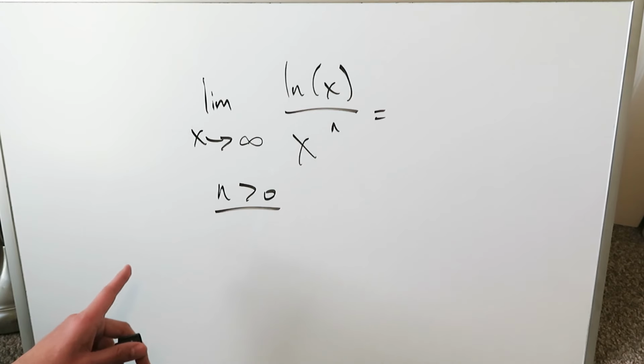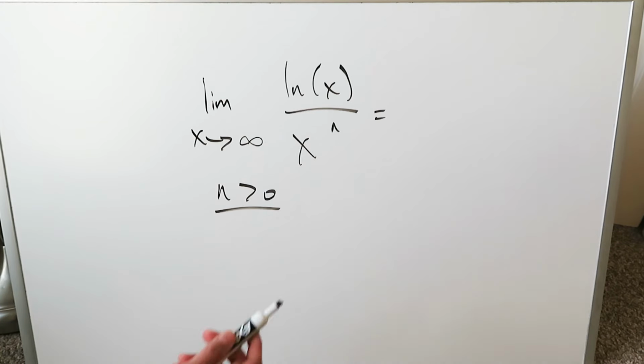The limit is this: limit as x approaches infinity, natural log x divided by x to the power of n, where this n is a value larger than 0. Before we talk about the hidden meaning behind this and the importance of it, let's evaluate this.